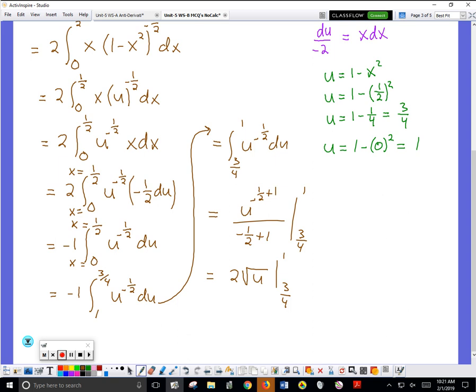Cool. So keep going here. This is 2 square root of 1, subtract 2 square root of 3/4. That's equal to 2 subtract 2 root 3 over root 4. Root 4 is simply 2. So you get 2 subtract 2 root 3 over 2. I have to say 2 one more time. There we go.